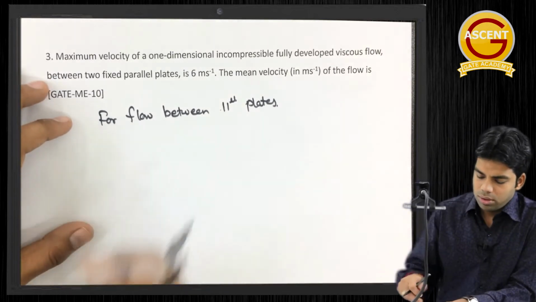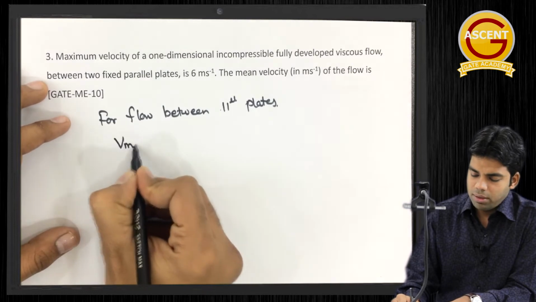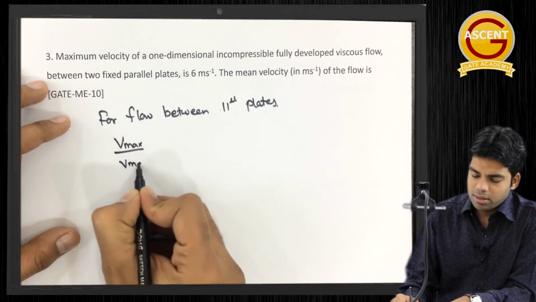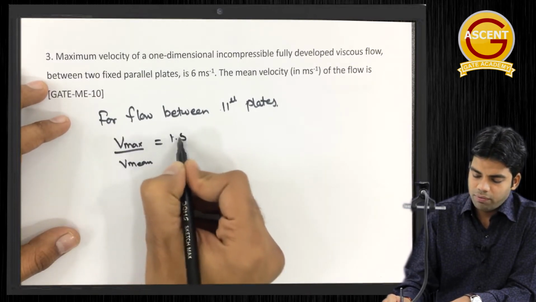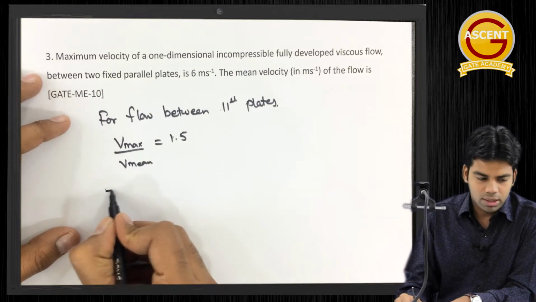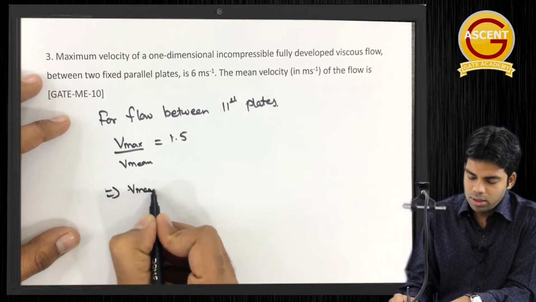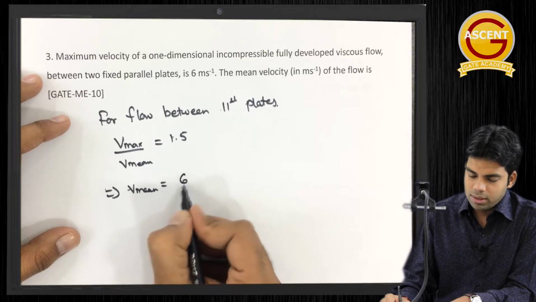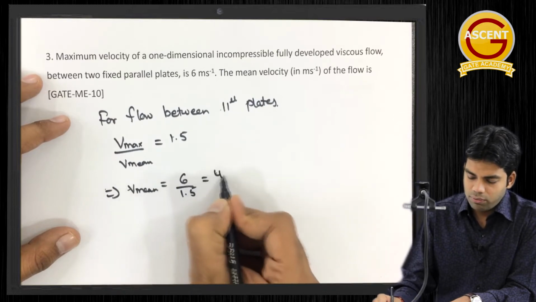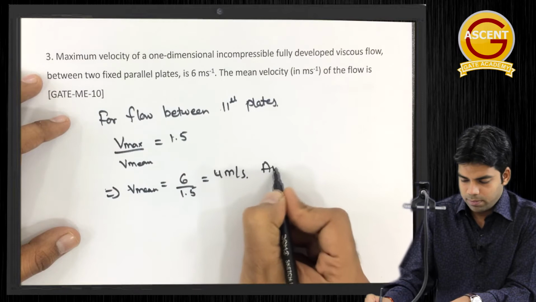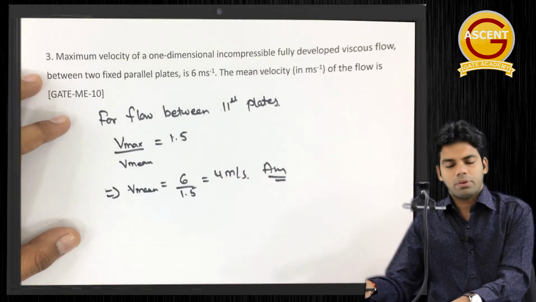So for parallel plates, Vmax by V mean is 1.5. Maximum velocity is given, so mean velocity is Vmax by 1.5, 6 by 1.5, so this will be equal to 4 meter per second. Answer. Getting this now? Okay, next question.